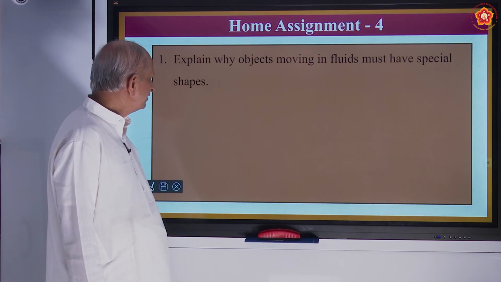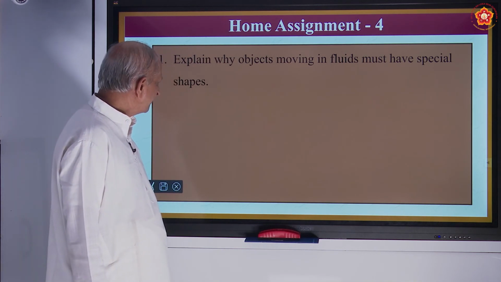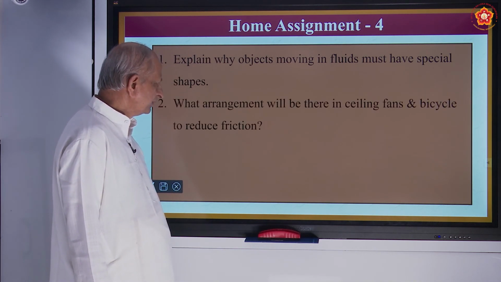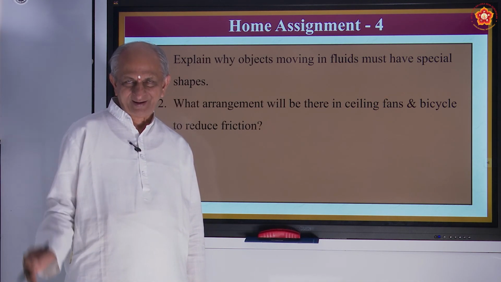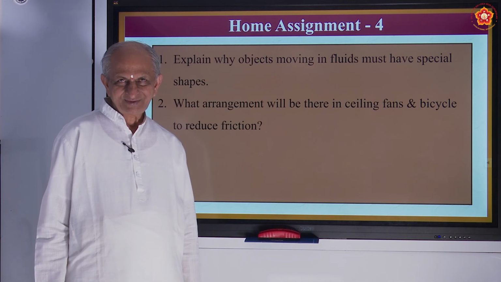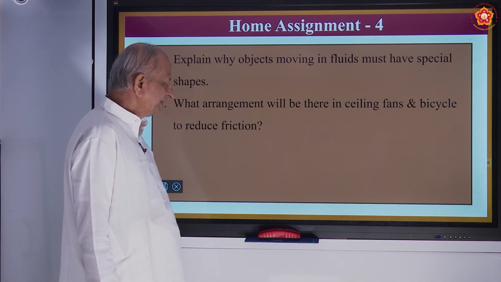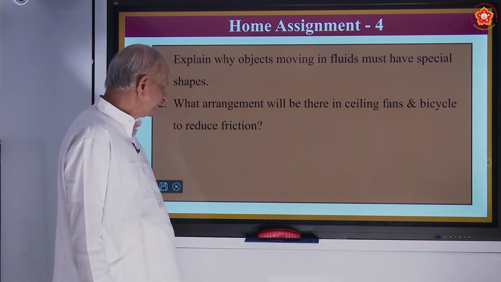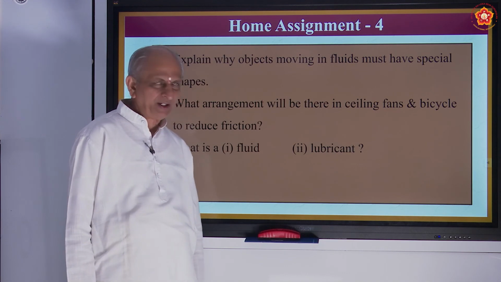First question. Explain why objects moving in fluids must have special shapes, just like an aeroplane has the shape of a bird. Correct? Why is it so? What arrangements will be there in ceiling fans and bicycles to reduce friction? What is a fluid? What is a lubricant?